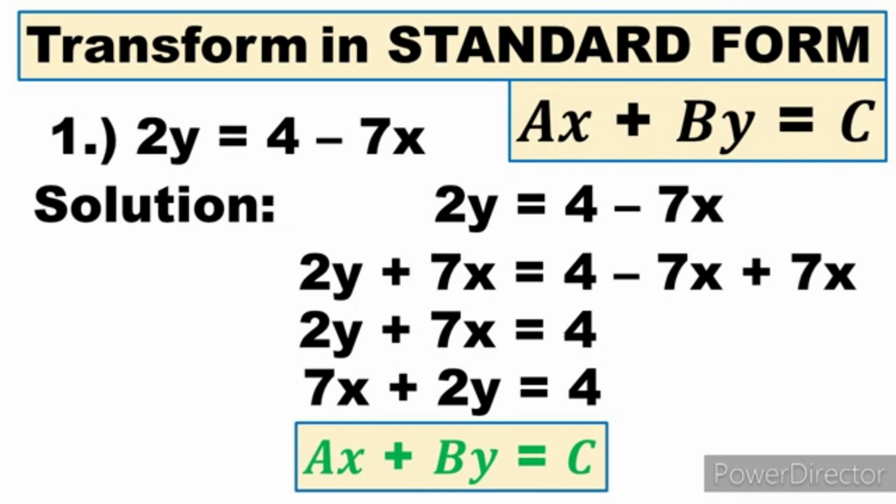So, para matanggal ang negative 7x sa right side, mag-a-add tayo ng 7x sa right and left ng equation. Okay, our equation now is 2y plus 7x equals 4 minus 7x plus 7x. And then, simplify. 2y plus 7x equals 4. Negative 7x plus 7x is 0. So, that's why we have 2y plus 7x equals 4. Next, iaayos natin siya sa form ng ax plus by equals c. So, dapat mauna ang 7x bago ang 2y. So, therefore, we have 7x plus 2y equals 4.